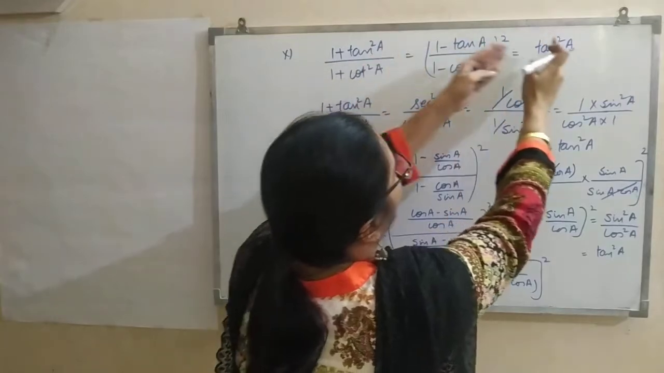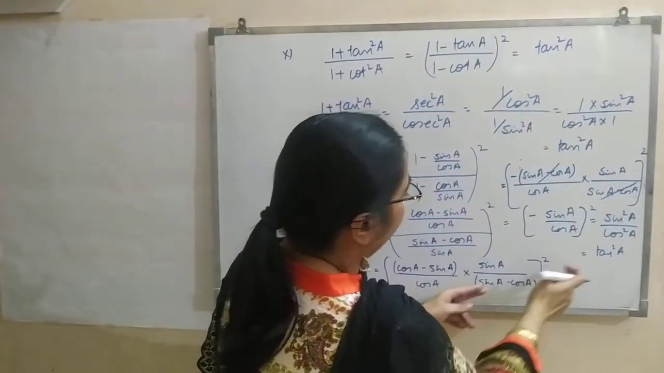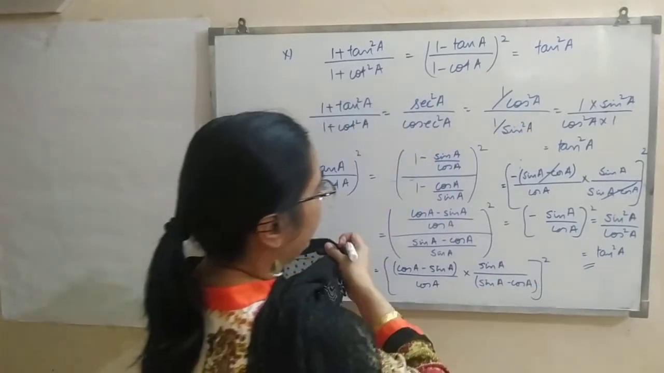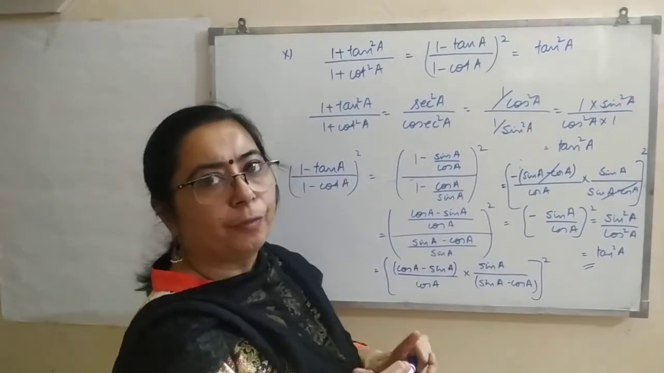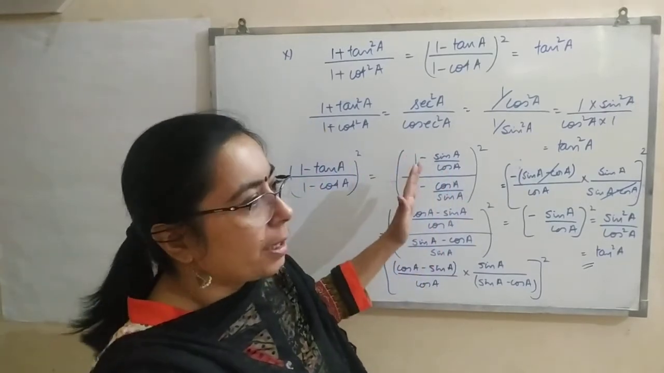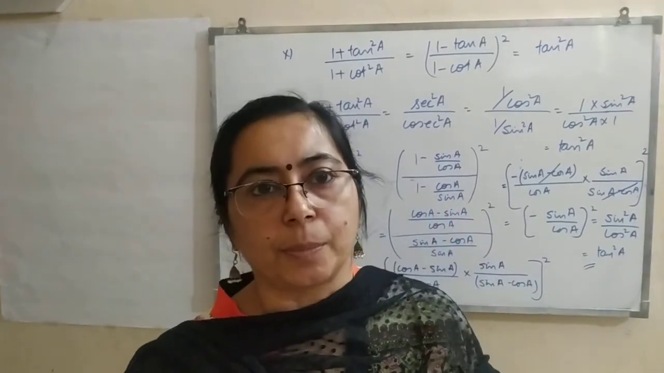First part proved equal to third, tangent square A, and second part equal to third, so again all the three parts are equal. This proves our last, 10th part. All the 10 parts are different from each other and very important. The more you practice, the more it will be clear to you which steps to use in which question. That's it.